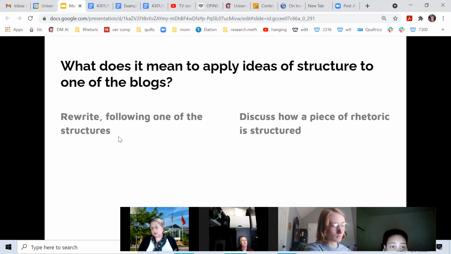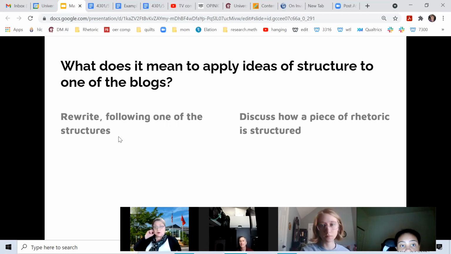Or you might take a look at what you've written and see which one of these structures is closest to it. Am I sort of following a classical template? And if so, just tinker with it so that what you're doing is really clear.